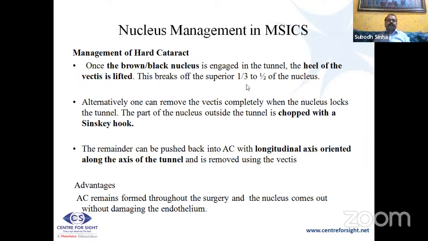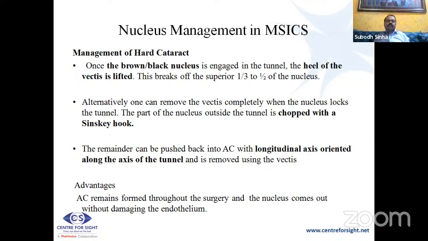So another technique is that once you have a big nucleus and it is engaged into the tunnel, you can simply lift the vectis, and that may break the nucleus inside the tunnel. Since the nucleus is inside the tunnel, it causes less damage to the endothelium.